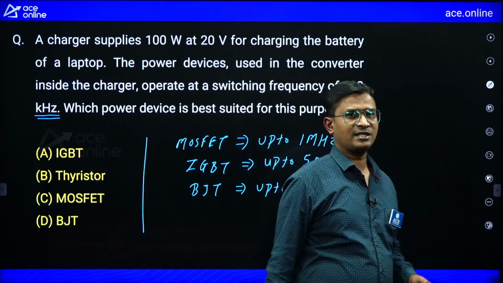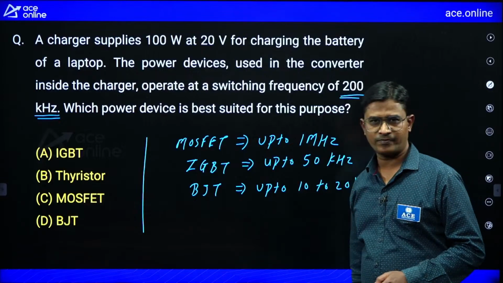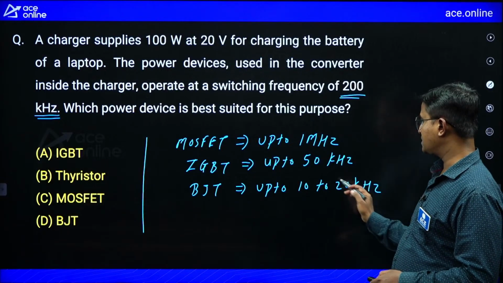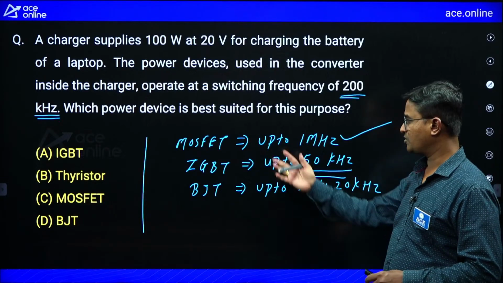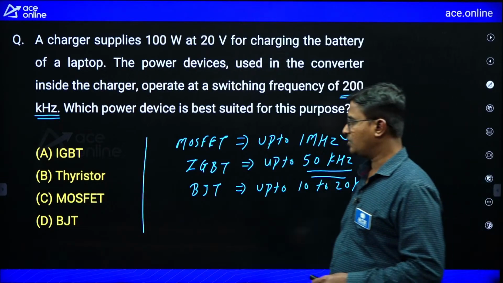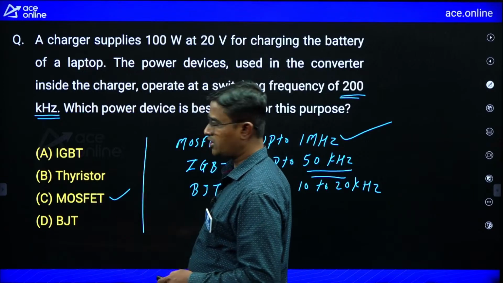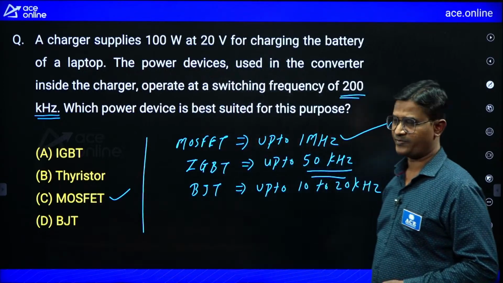So here they are asking about a frequency of 200 kilohertz. Any frequency which is greater than 50 kilohertz, only one possibility we have, that is MOS, that is nothing but MOSFET. So here the suitable switch is a MOSFET. Option C is the correct option. All right. Yes.